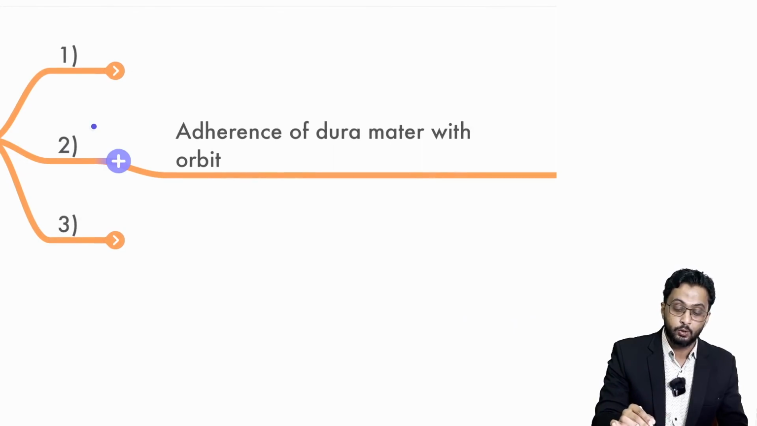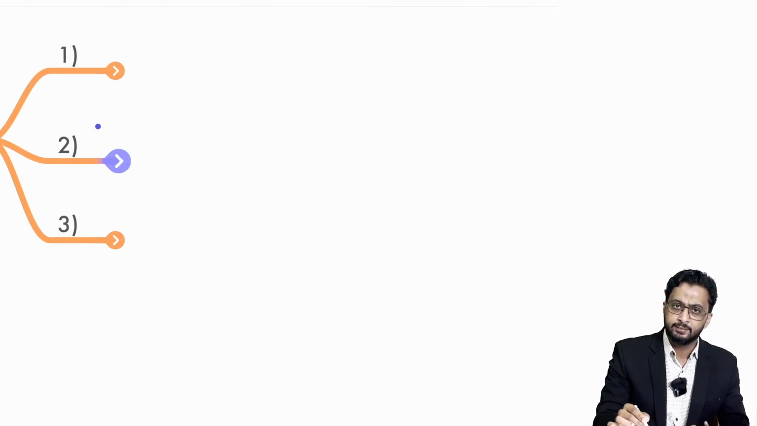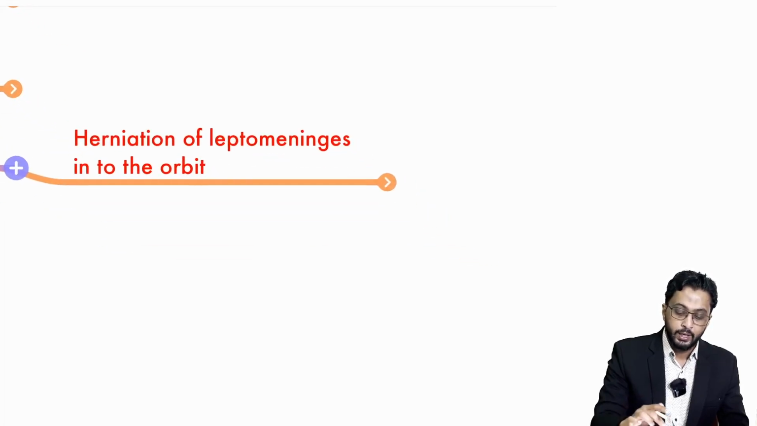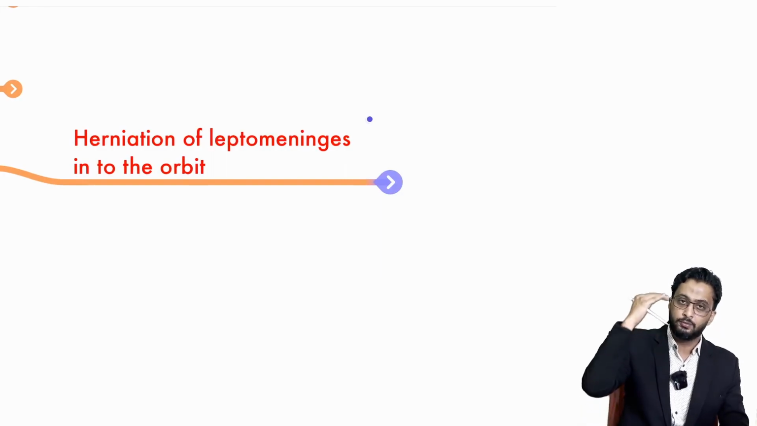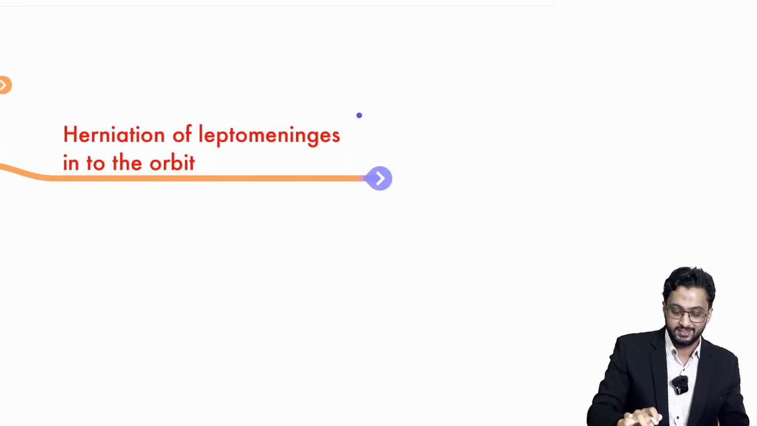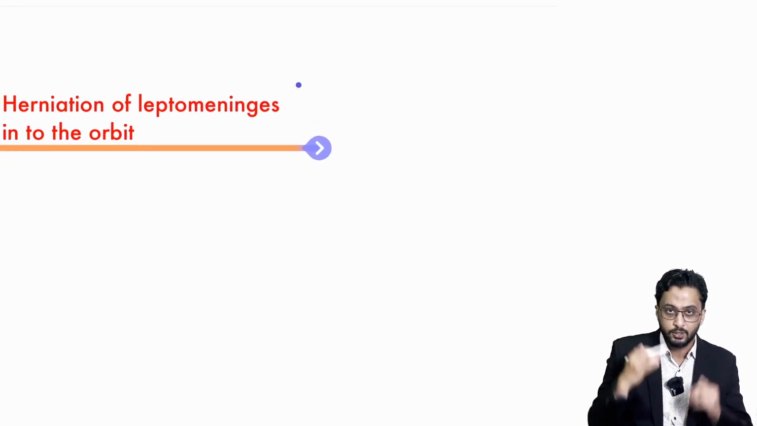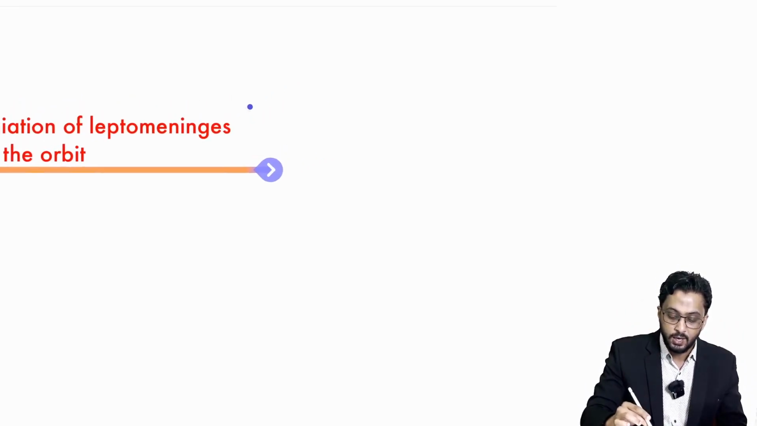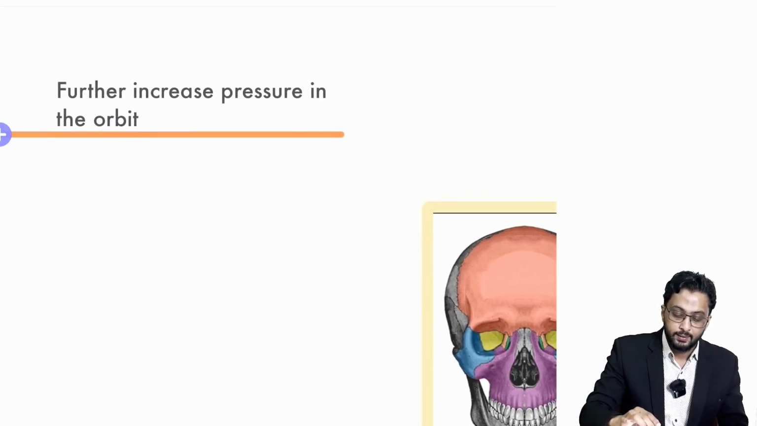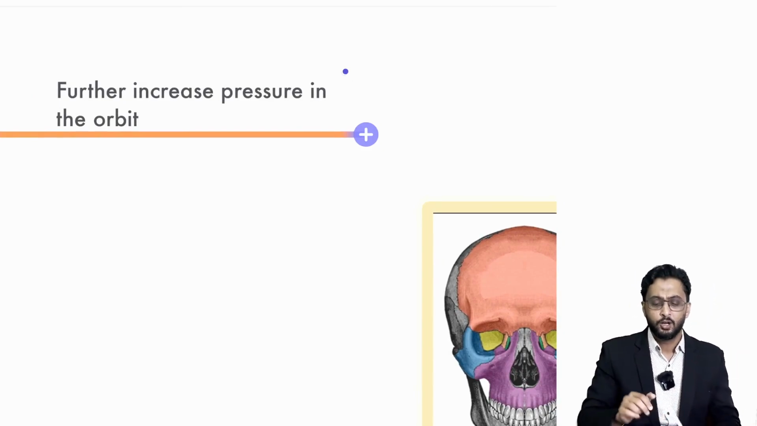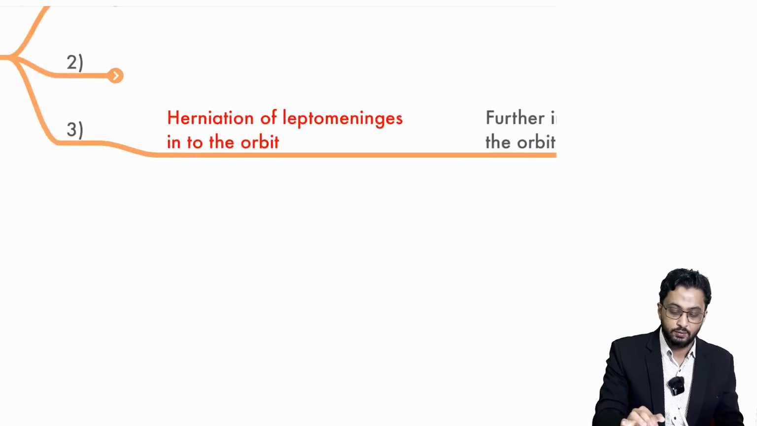So we saw two problems: one is CSF leak and intracranial hemorrhage, the other is pulsating exophthalmos. Third point, herniation of leptomeninges into the orbit. Definitely, above the dura there is your leptomeninges, the arachnoid and pia maters. That comes into the orbit because the roof of the orbit is fractured. Now what? There is a further increase in pressure in the orbit, which can cause further complications. So these are three things you have to note here.